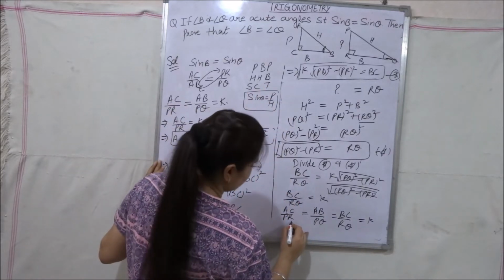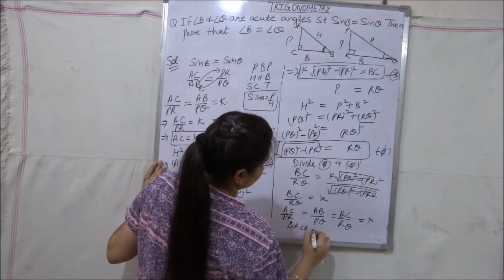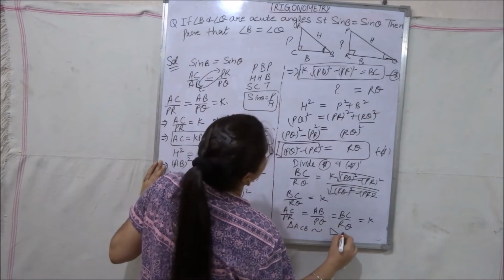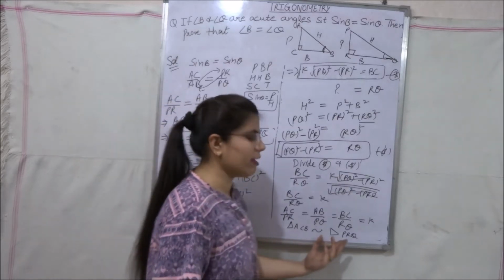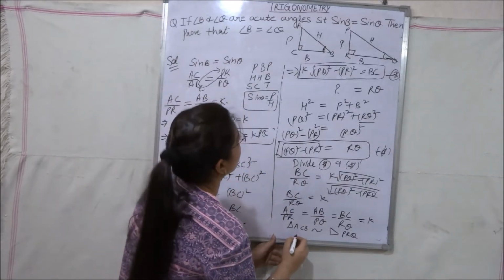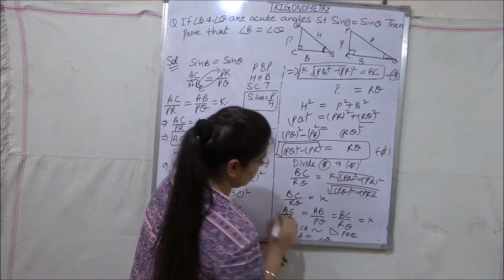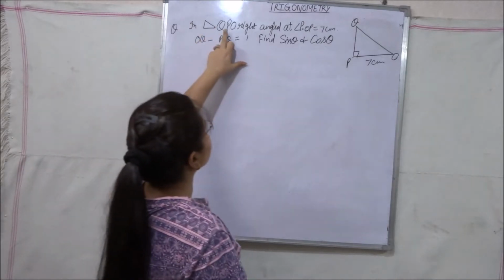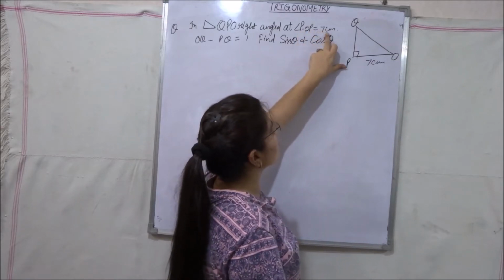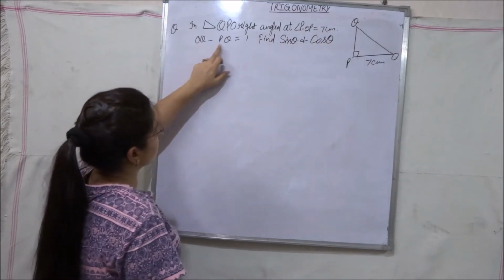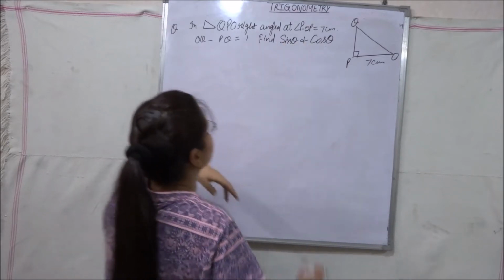So right angle triangle ACB is similar to right angle triangle PRQ. Now we have done that if the two triangles are similar, then the corresponding angles are equal. Therefore angle B is equal to angle Q. Now in a right angle triangle QPO, right angle at P, OP is equal to 7 cm and OQ minus PQ is equal to 1 cm. Then find sin Q and cos Q.